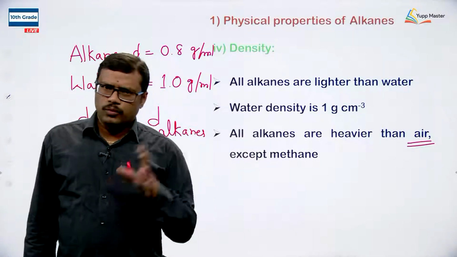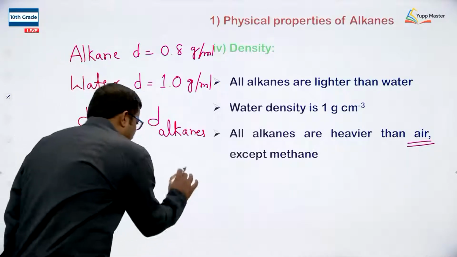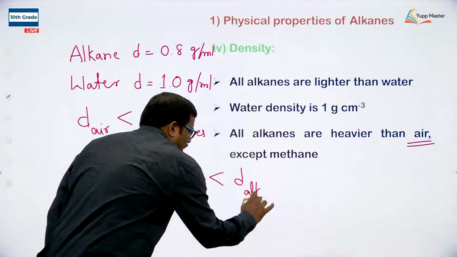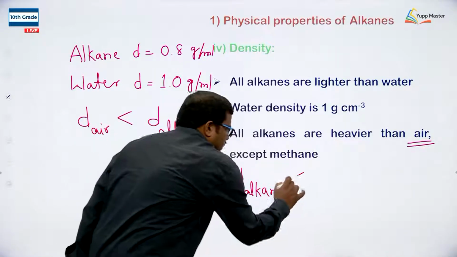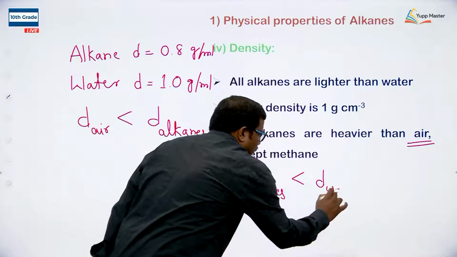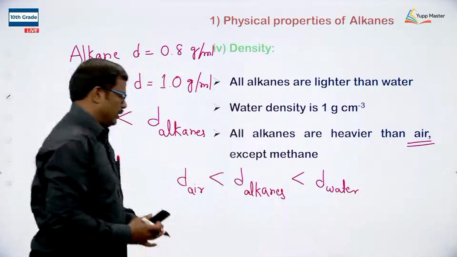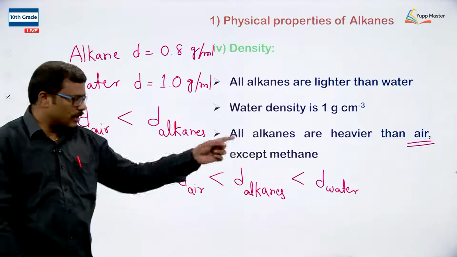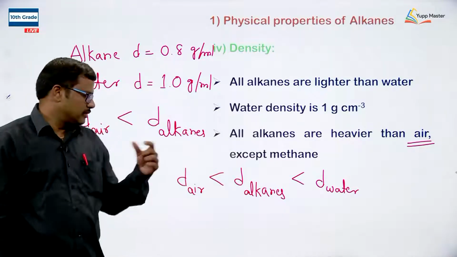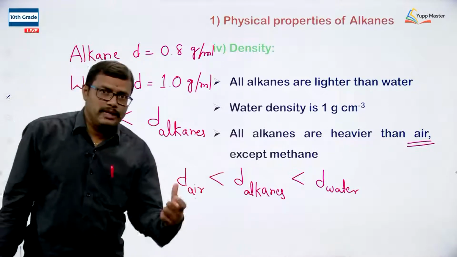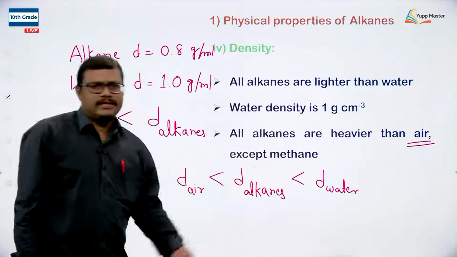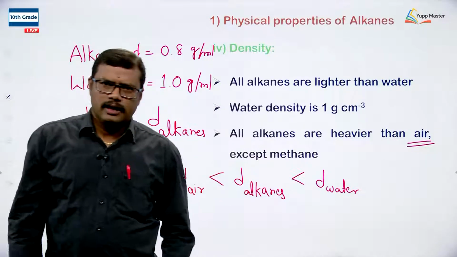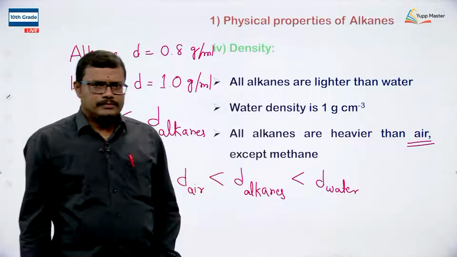So, from this discussion, what can we compare? Density of air is less than density of alkanes, which is less than density of water. So, air, alkane, water, if you compare, which is denser? Water is denser. Which is lighter? Air is lighter. Which is intermediate between air and water? Alkanes. So, this information we can get from the physical property density of alkanes.